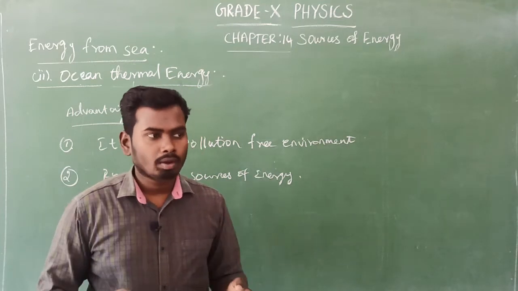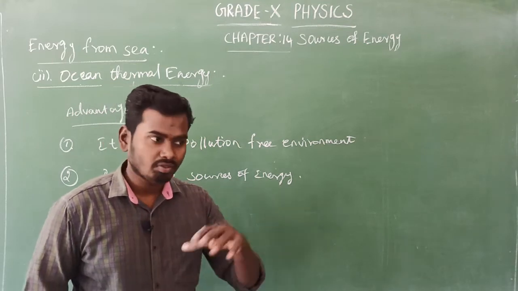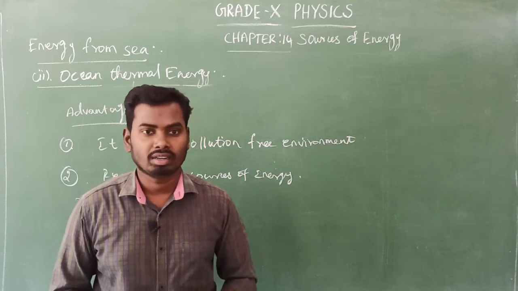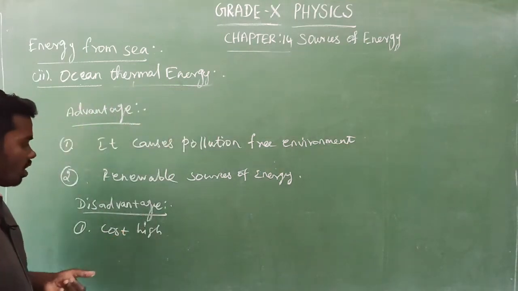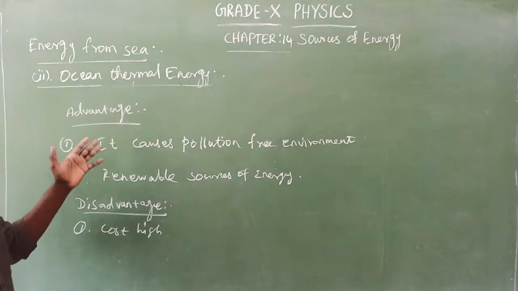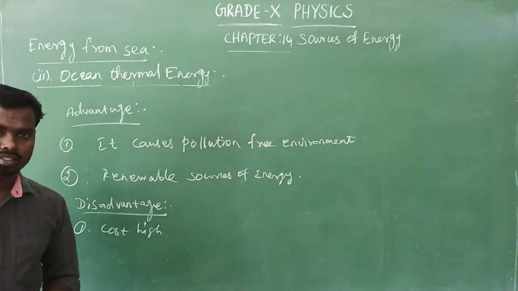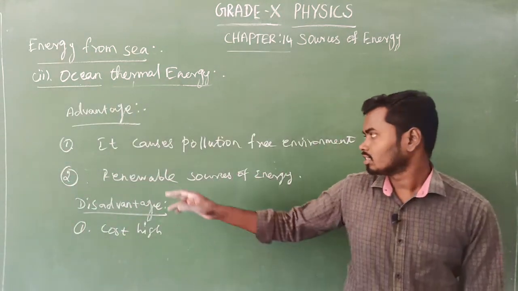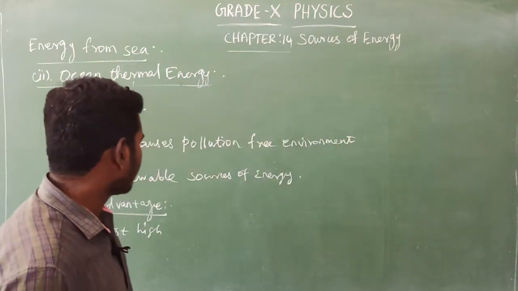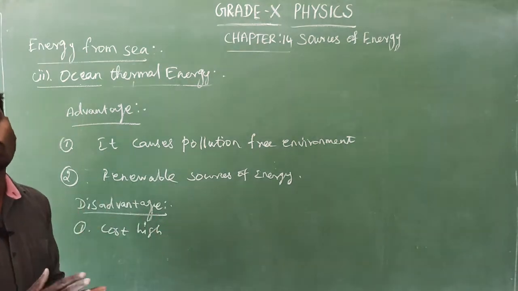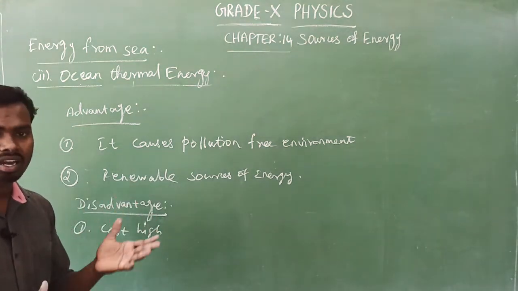But most of the developed countries are using that. In a few regions they are using that, like USA, France, Japan, and so many countries. But because this cost is too high, that is a very big disadvantage of this ocean thermal energy. Okay, that's all. So what is the advantage? First one advantage, it causes a pollution free environment, and second one is a renewable source of energy. But the disadvantage is the cost is too high, so most of the developing countries cannot establish that.